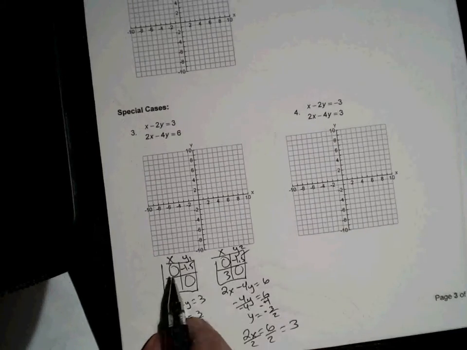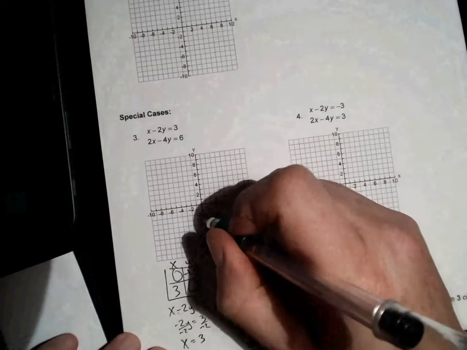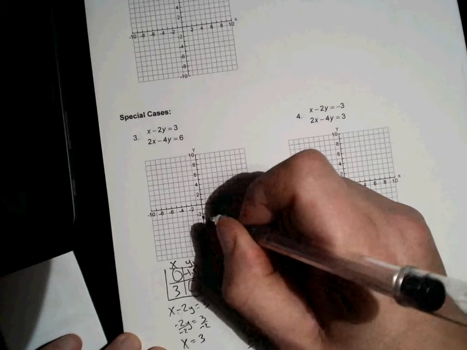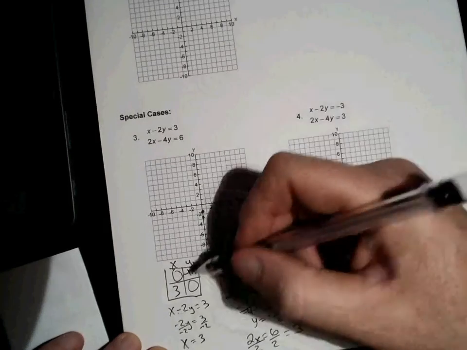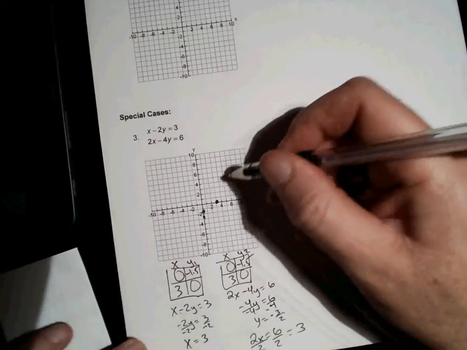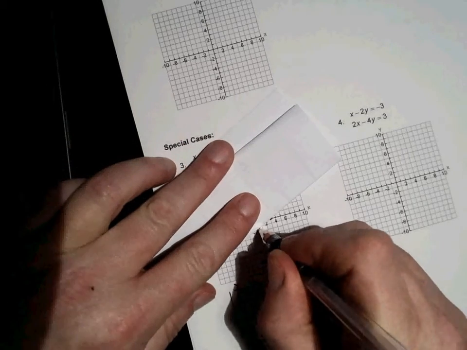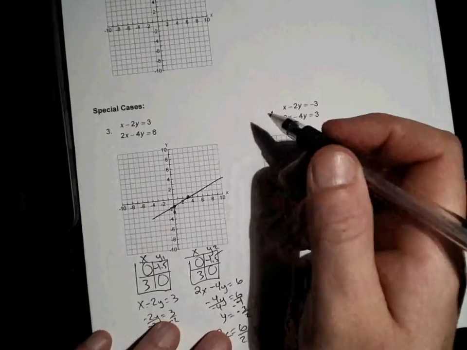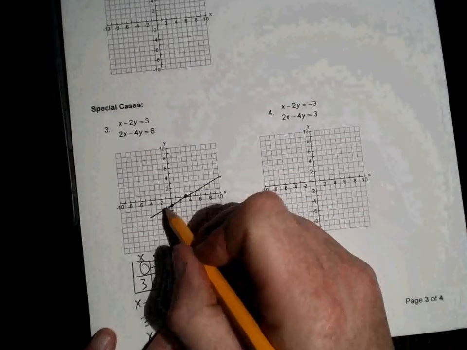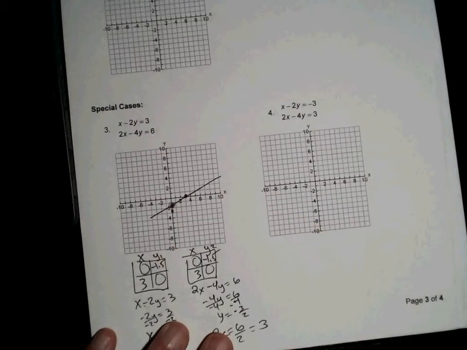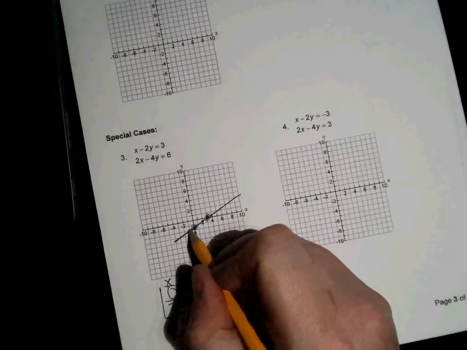So first I'm going to plot this point, go over 0 and down 1.5. Whoops, it's 2.5. Down 1.5. Then I go over 3 and down 0. Connect my 2 points. Start at 1.5, over 3 and 0, and I get that point. Now watch what happens. I go over 0 and down 1.5. I'll wind up back on that same spot. And then I go over 3 and down 0. I wind up on that same spot. So it is the same exact line.